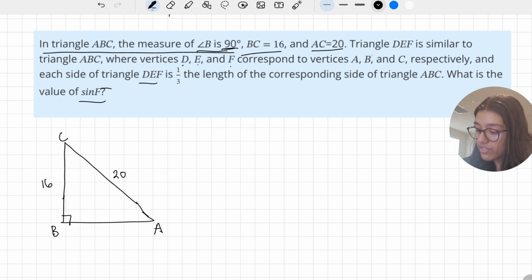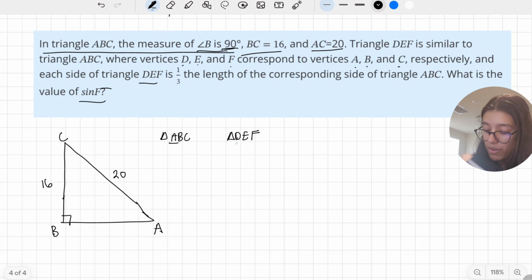Now it is triangle DEF is similar to triangle ABC, where vertices D, E, and F correspond to vertices A, B, C. Now, triangle DEF is a separate triangle, but it still shares similar properties with this triangle. Similar properties meaning that all the angles are still the same. So let us draw this triangle DEF so it corresponds to ABC. This means that A will correspond to the angle D, B will correspond to the angle E, and C will correspond to the angle F.